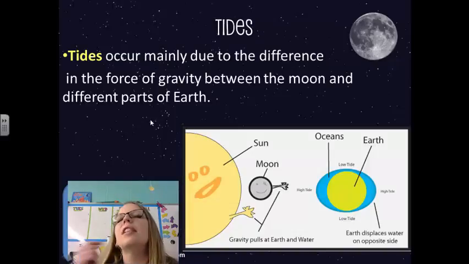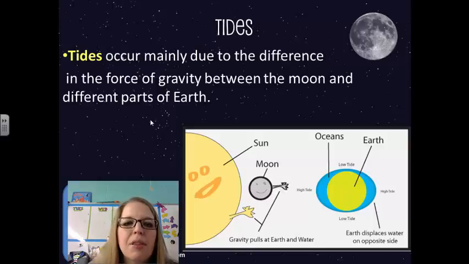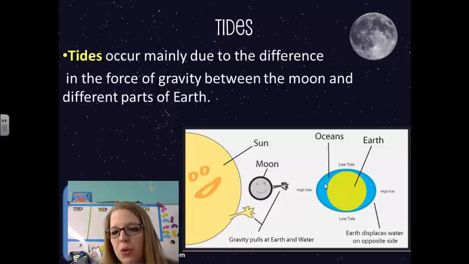Okay, interesting enough, the moon actually affects more than you think on Earth. It also affects the tides. Not the laundry detergent, silly, but the water in the ocean. So it says tides occur mainly due to the difference in the force of gravity between the moon and different parts of Earth. I love this picture down here. It's cute. You got the sun, you got the moon. They're way too close together. In real life, they're not that way. And then the moon and the sun's gravity pulls at the water, so that causes the water to be higher there. That's what a tide is.